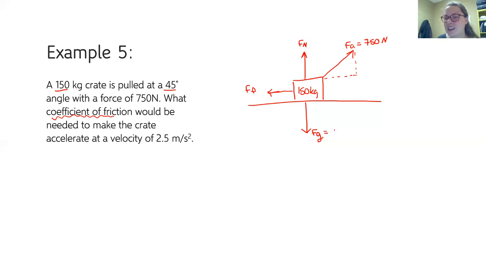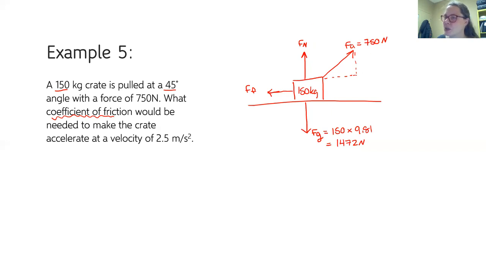For the force of gravity, I'd like to start with it first because it's an easy one. So we're calculating a weight. 150 kg times 9.81 leaves us with a force due to gravity of 1,472 newtons. Now you know you can't just put the force of gravity in for normal force, because we're pulling upwards too. Because we're pulling upwards, we're going to have to figure out how much force we really need to balance this.